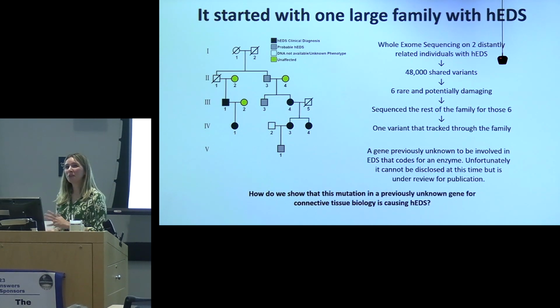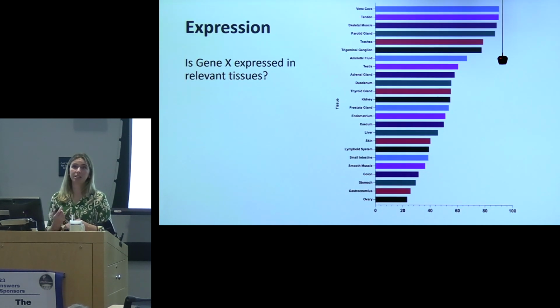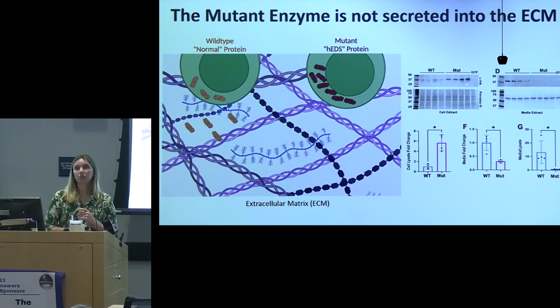So how do we show that this mutation in a gene, not a collagen gene, something completely unknown to being connective tissue and related, how do we show that's causing HEDS? Well, the first thing we looked at is it expressed in tissues that matter, right? If it was like only in the kidney, we'd probably be like, maybe this isn't right. So we wanted to see that it was broadly expressed in different tissues, things that are connective tissue. And when we looked into some databases, we saw tendon and skeletal muscle and arteries and skin, things that were relevant to HEDS. And so the next step was to do some simple biology in cells.